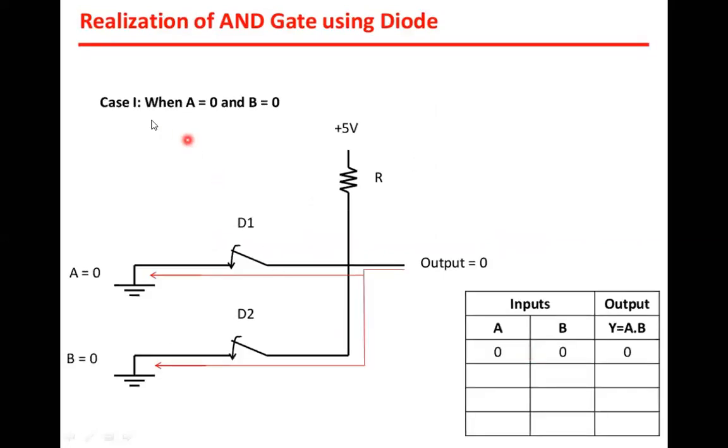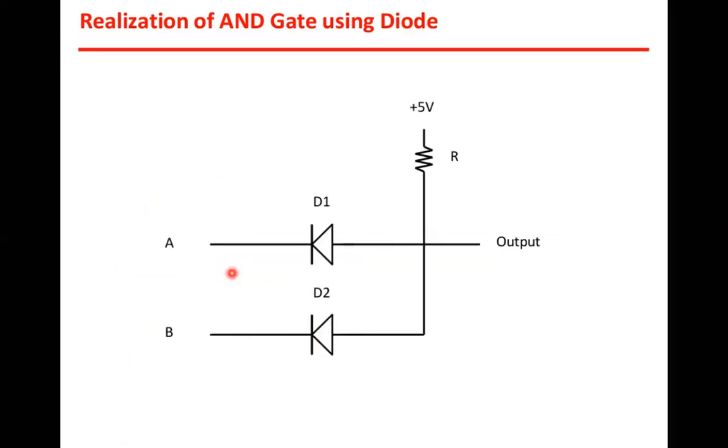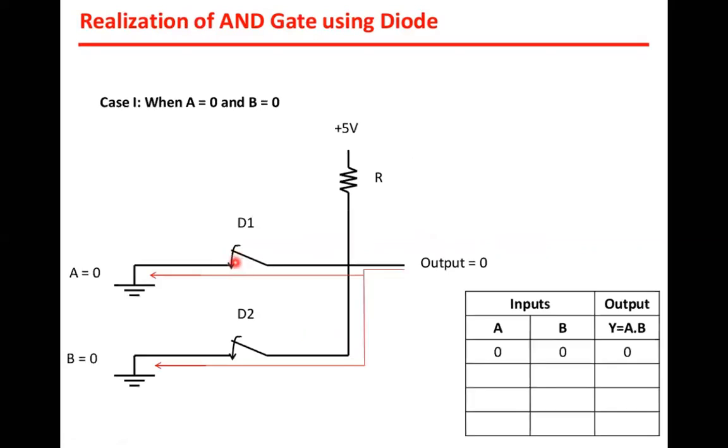Now, the same diagram for the first condition, when A is equal to 0 and B is equal to 0. What will happen? The cathode of each diode is grounded. You can see that this was a cathode and this is a cathode. So the cathodes of both the diodes are grounded.